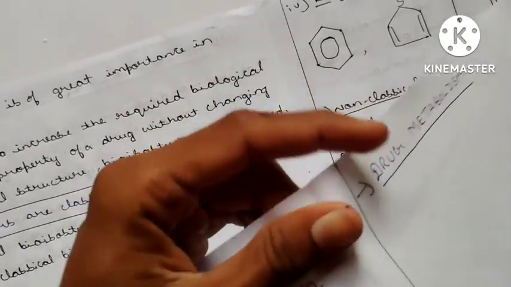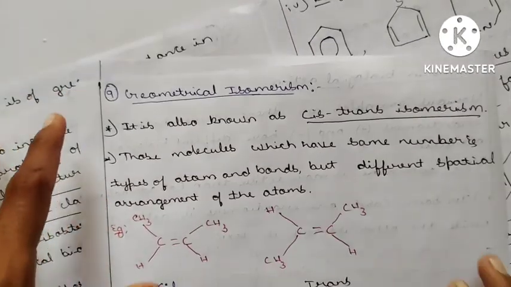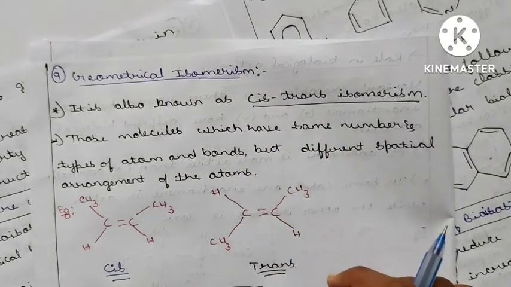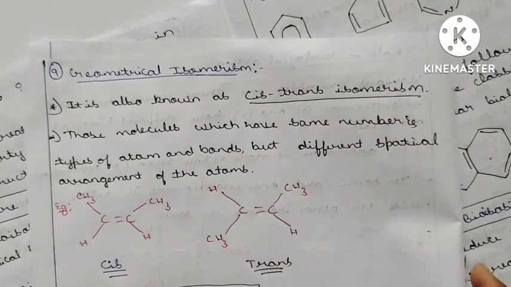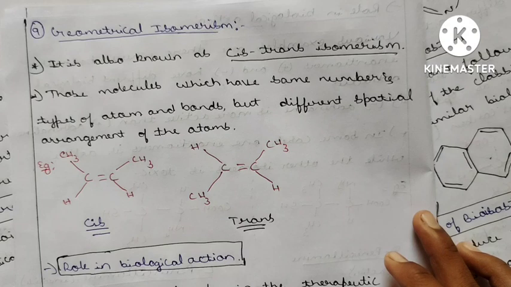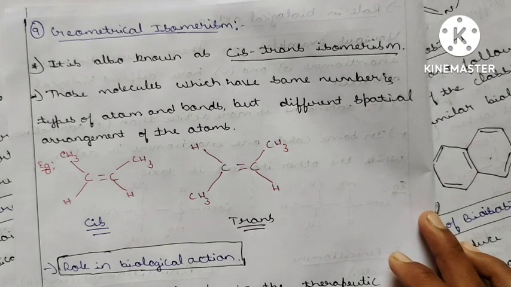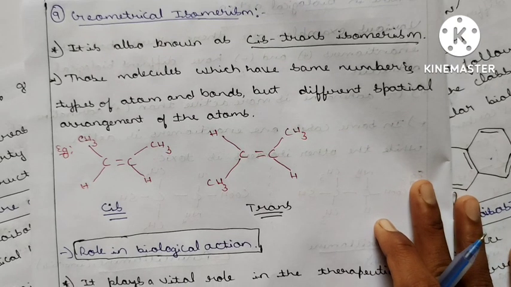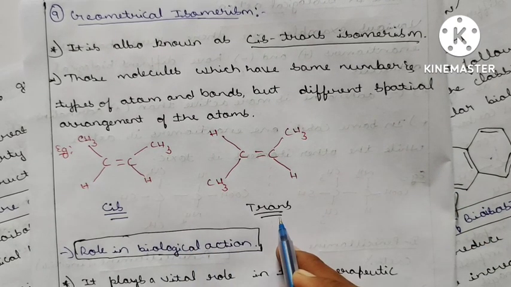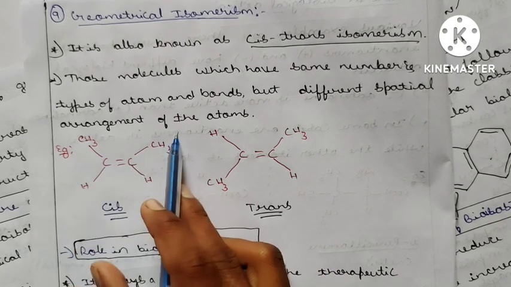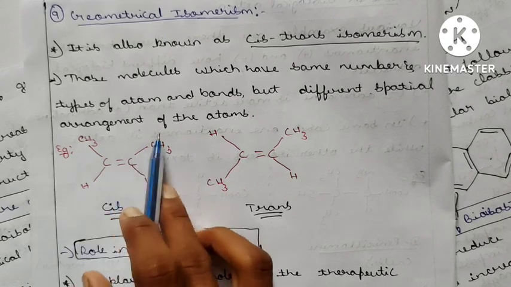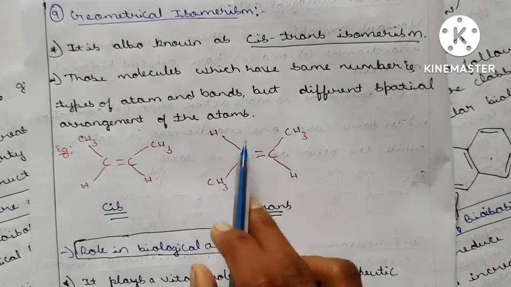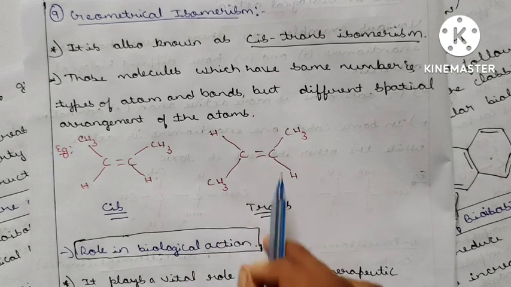Our last concept of today's lecture is geometrical isomerism. See, geometrical isomerism is also a stereochemistry. It is also known as cis-trans isomerism. Here, those molecules which have the same number and types of atoms and bonds, but different spatial arrangement, means the structural arrangement of the atoms is different. Okay, now what is that spatial arrangement? See, cis form and trans form, you are very familiar with this cis and trans from your second PUC. See, C double bond C, CH3, H, H: in cis it has the same atoms on the upper side, same on the lower side, but here different on the upper side, different on the lower side. That's known as trans.